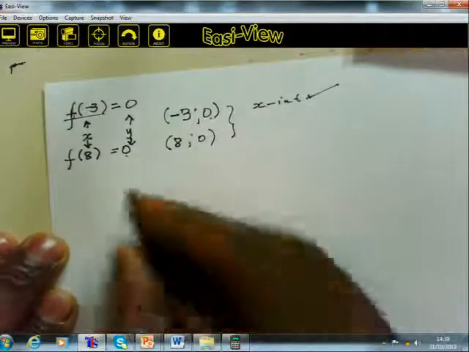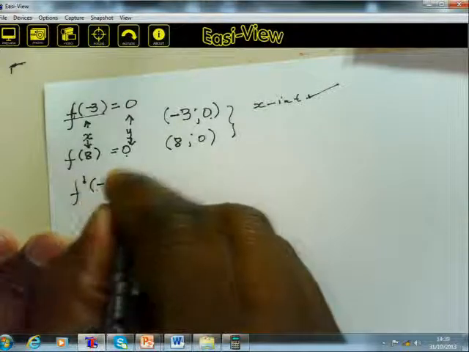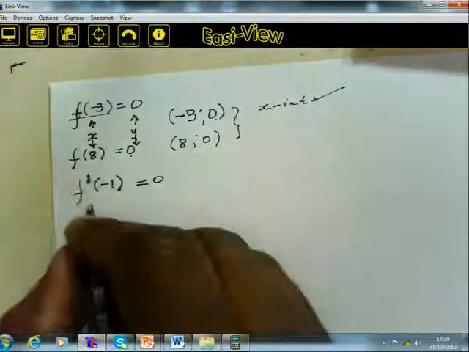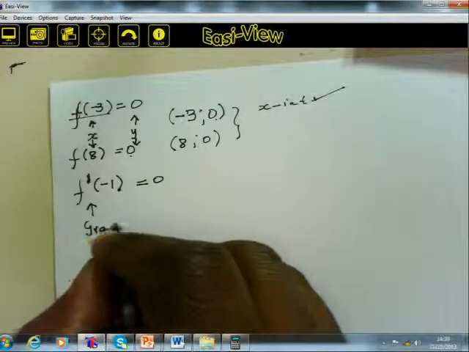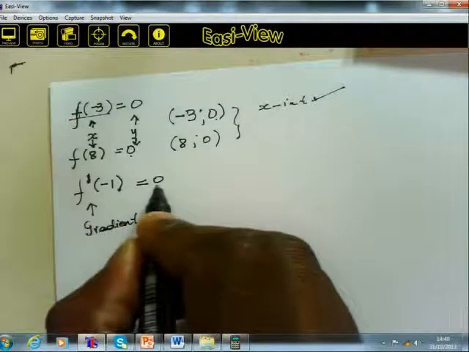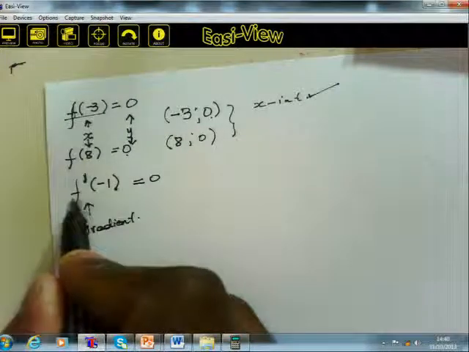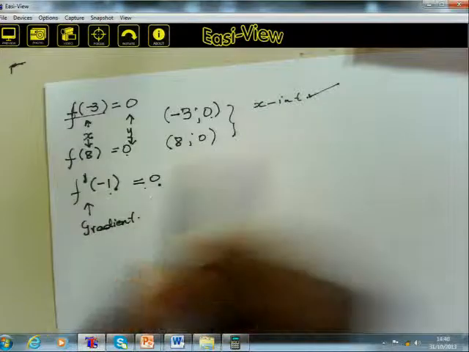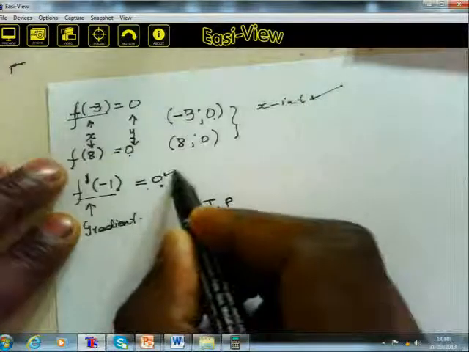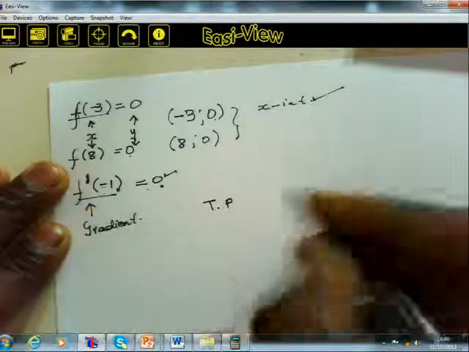Now, the next information given was this. The derivative at negative 1 is equal to 0. What did we say about the derivative? We said the derivative is the gradient, or the slope, at negative 1 is equal to 0. So when is the gradient equal to 0? When do we have a gradient equal to 0? At the turning point. At the turning point, the gradient is equal to 0. Fine. So at the turning point, the gradient is equal to 0. Therefore, this point is a turning point.